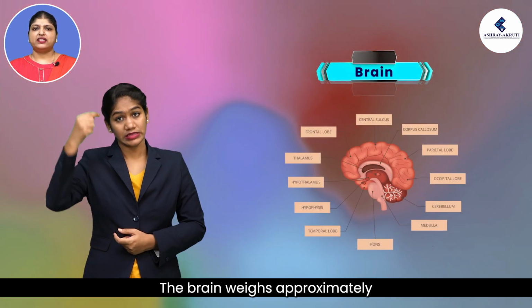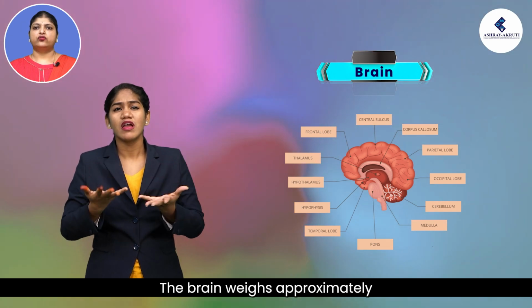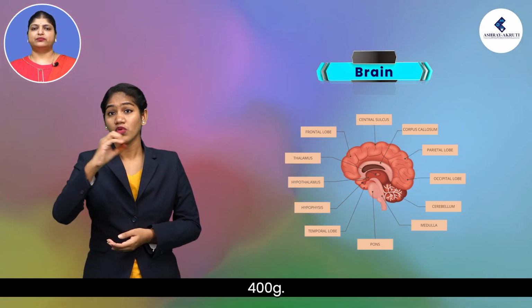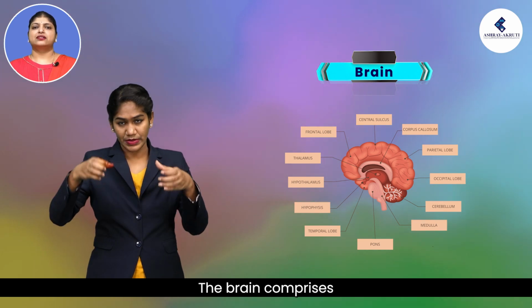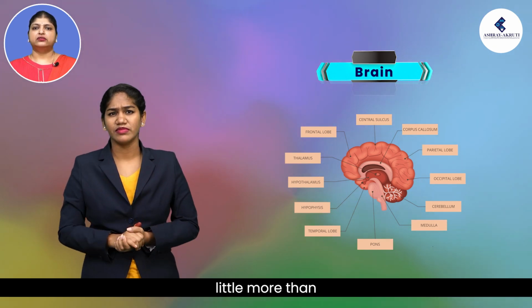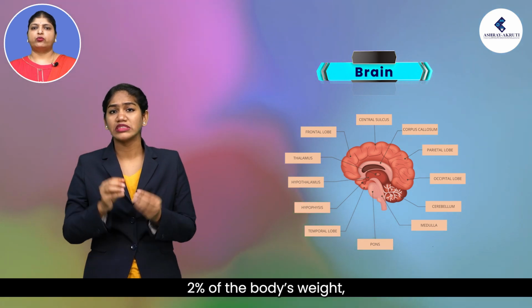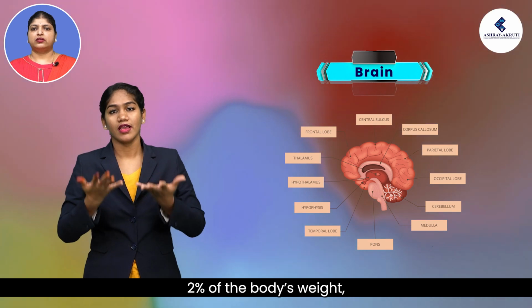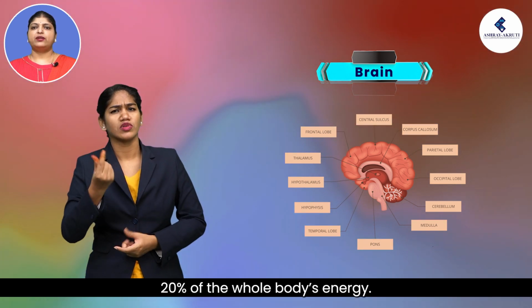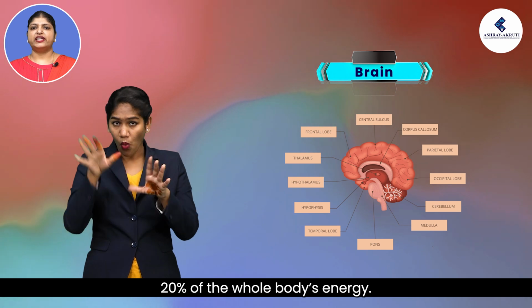The brain weighs approximately 400 grams. The brain comprises little more than 2% of the body's weight. It uses 20% of the whole body's energy.